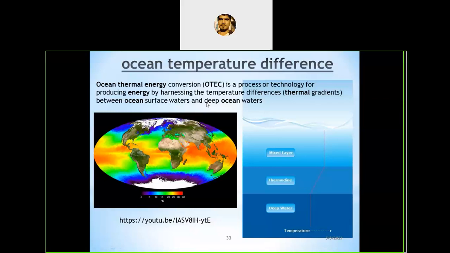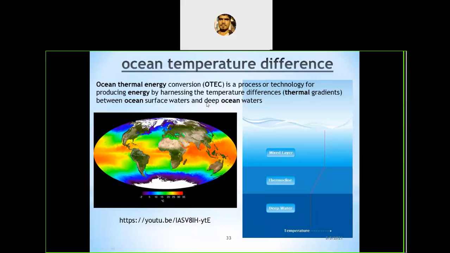And in this ocean, there are three important layers. The first is the surface or top layer, then the intermediate layer, and the bottom layer or deep water layer. These layers always have different temperatures.